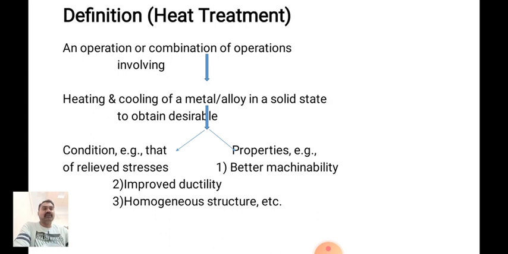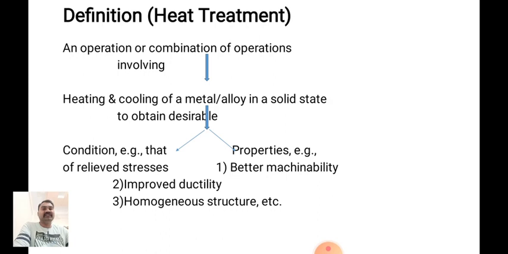That's why in order to prevent the failure of that component, we will have to relieve the internal stresses developed in the particular component. And for relieving those stresses we will have to perform the heat treatment process. And the second part is that in order to obtain the desirable properties. Now what are the different desirable properties?